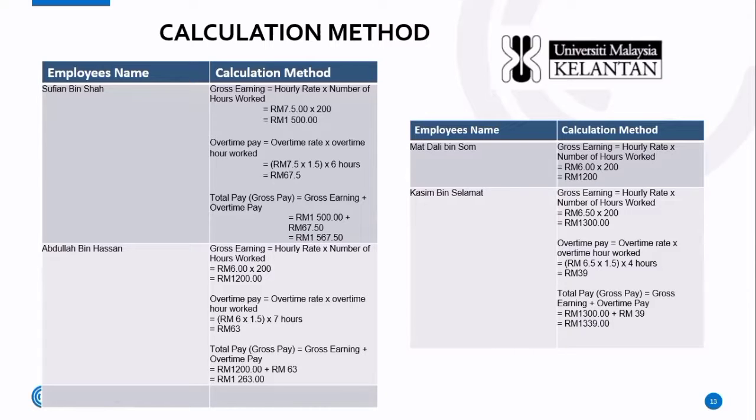So it clocks gross earning of 6 Ringgit times 200, equal to 1,200, which includes overtime pay, overtime rate, and overtime hours worked. RM6 times 1.5 times 7 hours, so he can get about 63. Total gross pay equals gross earning plus overtime pay, so 1,200 plus 63 equals 1,263.